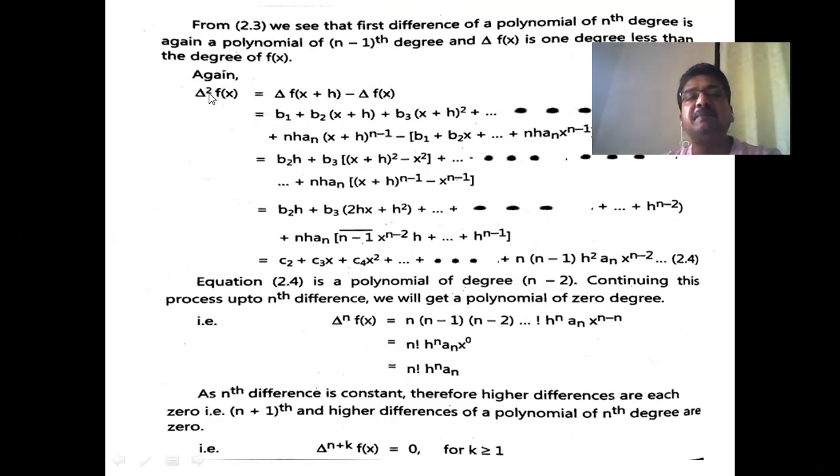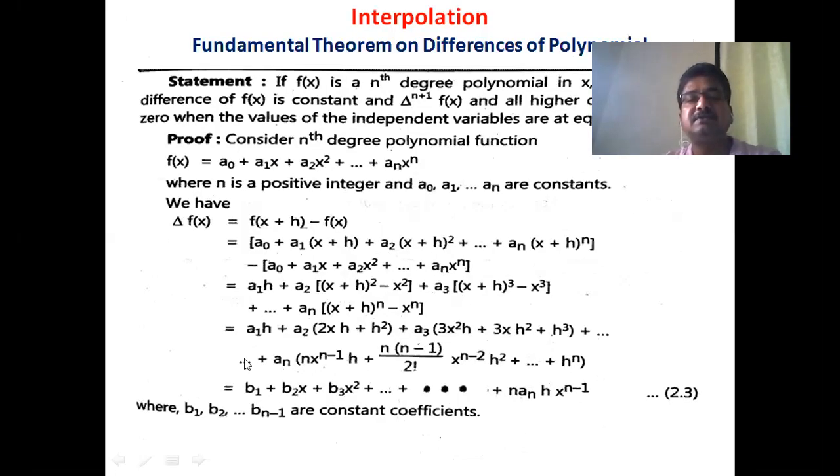So what is delta square fx? It is delta of delta fx, and delta fx is f of x plus h minus fx. So after applying delta, we have delta f of x plus h minus delta fx. So what is delta f of x plus h? Replace x by x plus h. So b1, b2 x plus h, b3 x plus h bracket square, n h n x plus h raised to n minus 1.